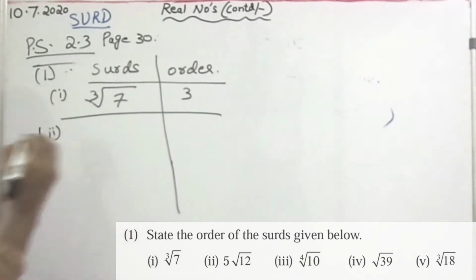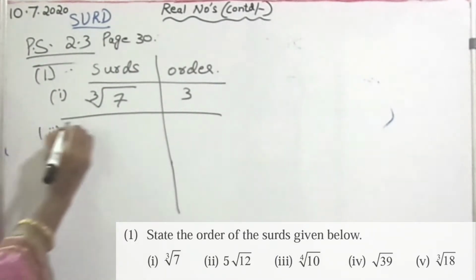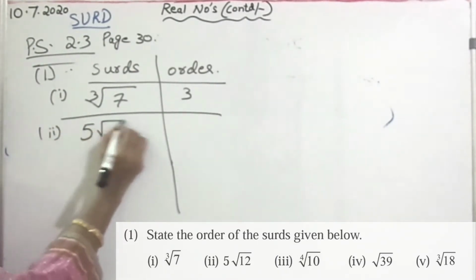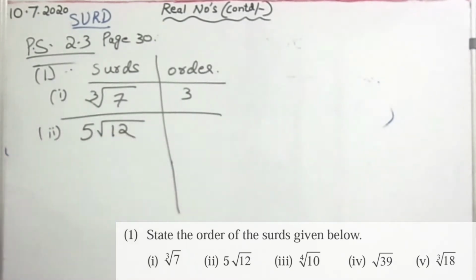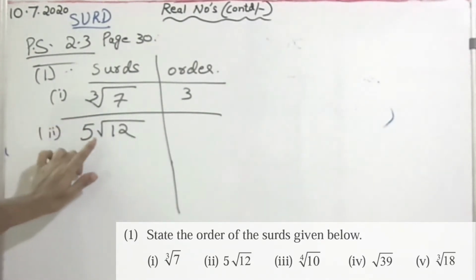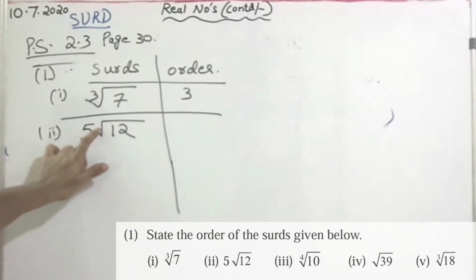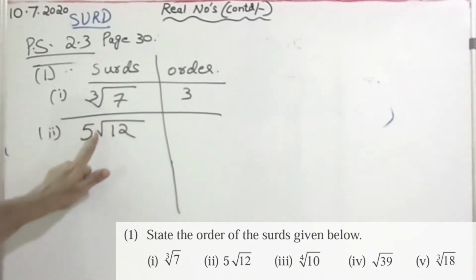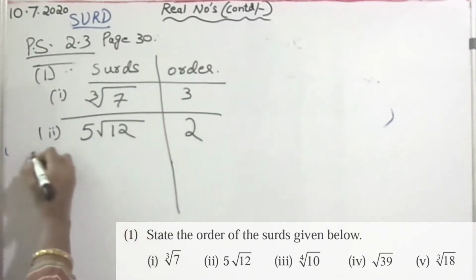Second one, 5 root 12. What is the order? Here you have to be a little careful. 5 is outside. It's a rational number. It is outside, it's not inside the basket. So inside the basket there is nothing. So this is square root. So what is the order? 2.